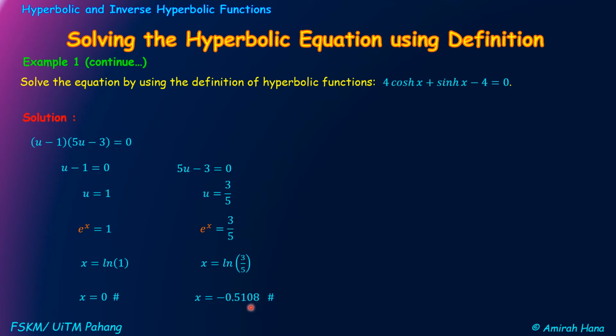If we want to check whether the answer is correct or wrong, we can substitute the value of x into this equation. If the value of x is correct, when we substitute in the left hand side, the answer will give 0, the value in the right hand side. Got it? So this is the final answer. We have two values of x.